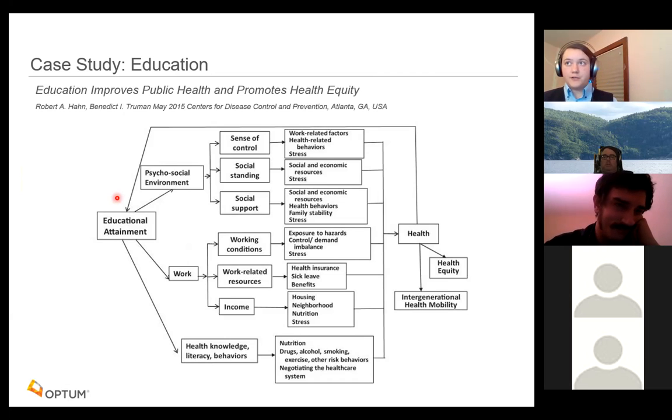So if you're a healthy person, you're more likely to be able to go to class on a regular basis. If you're having chronic health issues because you're stressed, because you're exposed to hazards, it's going to be harder for you to reach higher levels of educational attainment. So it can become a vicious cycle.